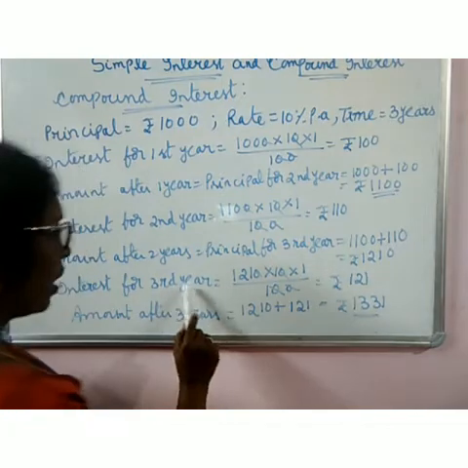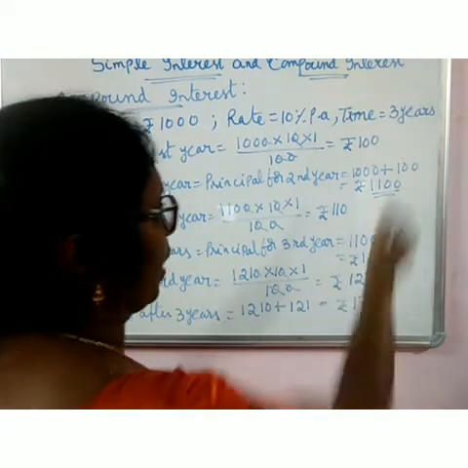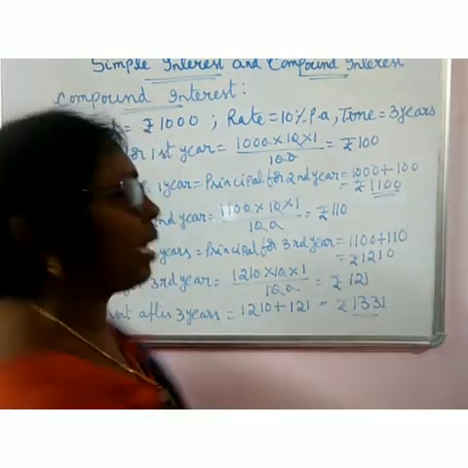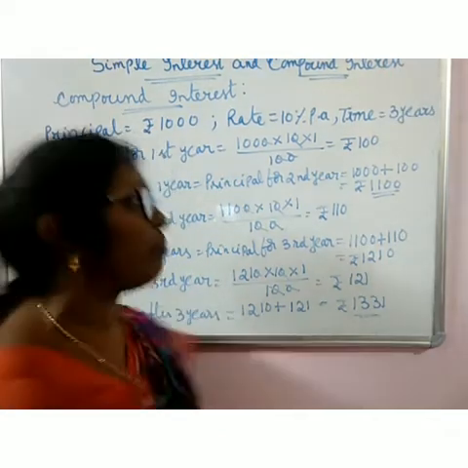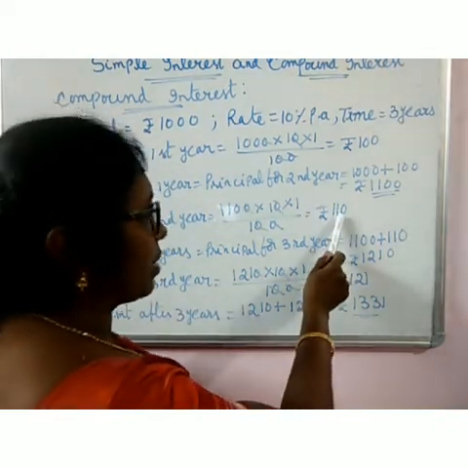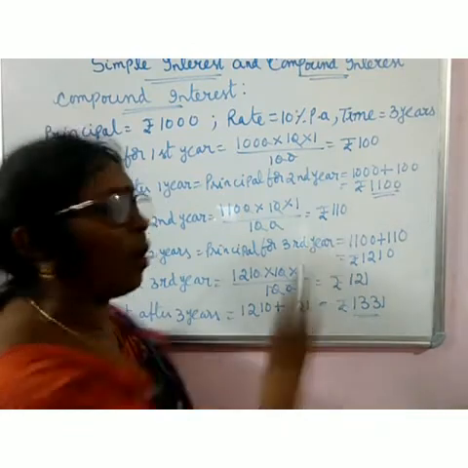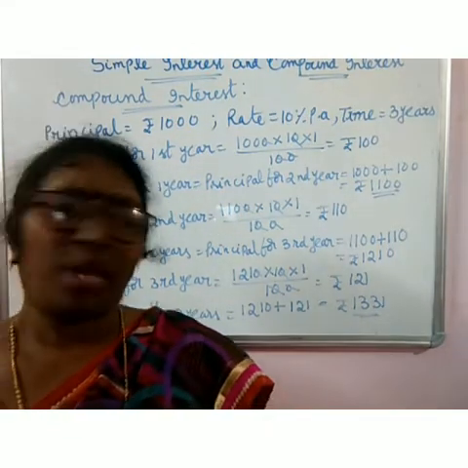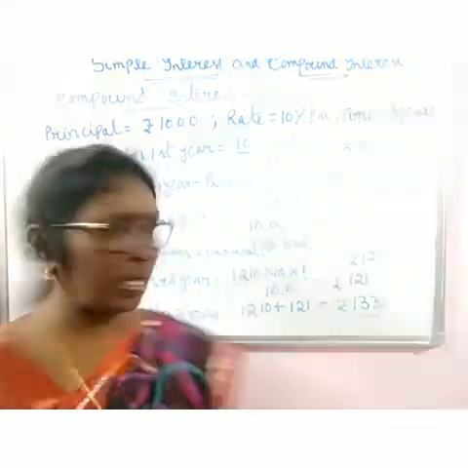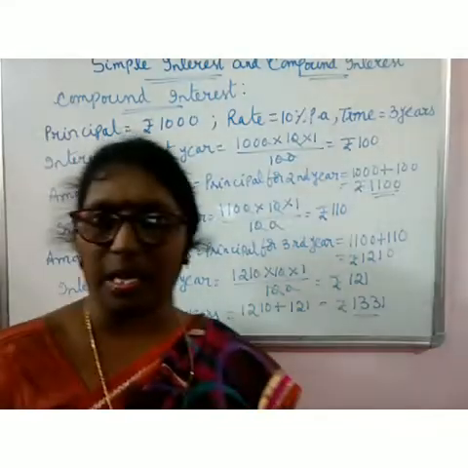110 rupees, third year interest is 121 rupees. Year after year, the interest is increasing because we are getting interest on the interest of the previous years. And what is compound interest? We got the amount after 3 years.